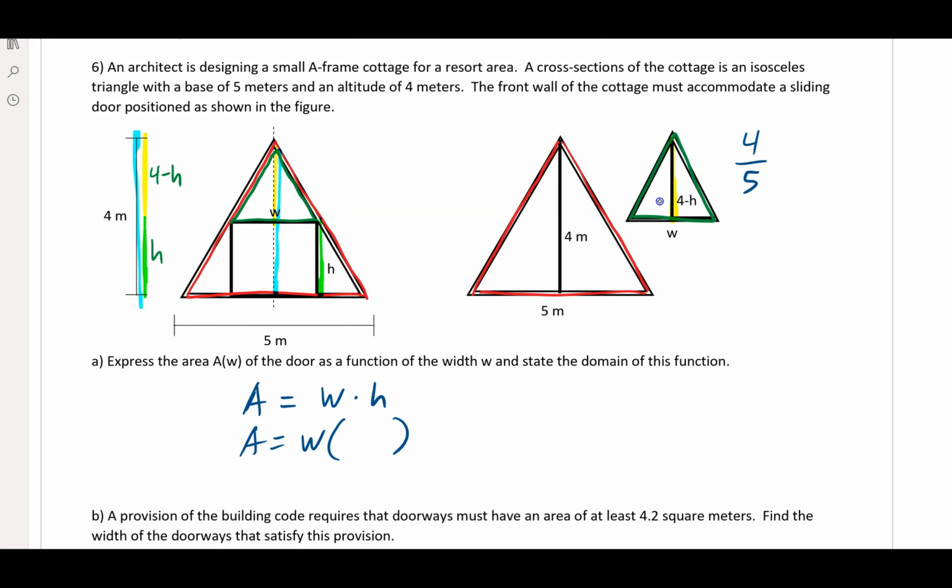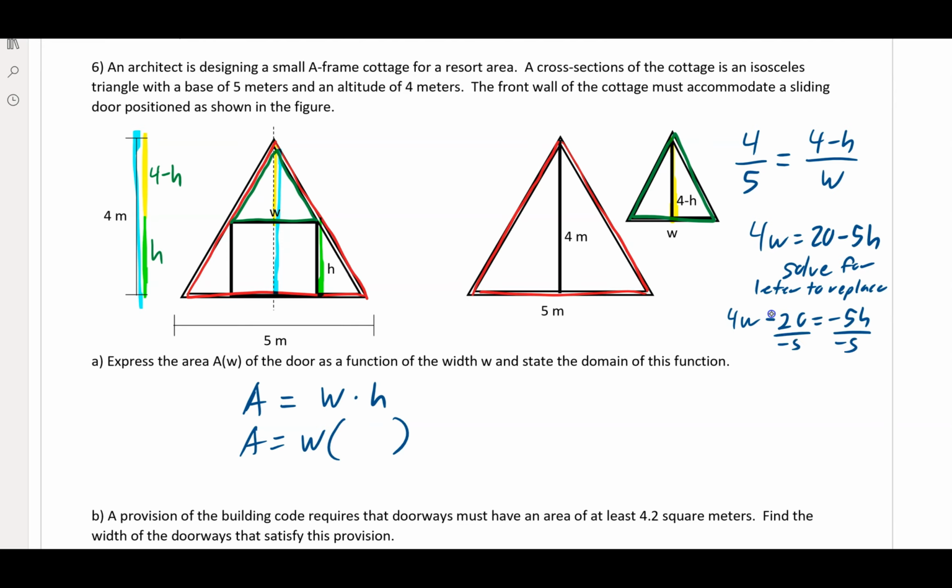So we know our height to our width of the big triangle is equal to the height over the width of the little triangle. And if we cross multiply, we get this. And the letter we are trying to replace is H. So if we solve this for H, we can plug in for H. So you always solve for the letter you want to replace. So this would be 4W minus 20 equals negative 5H. Divide by negative 5, and we get negative 4/5 W plus 4 equals H.